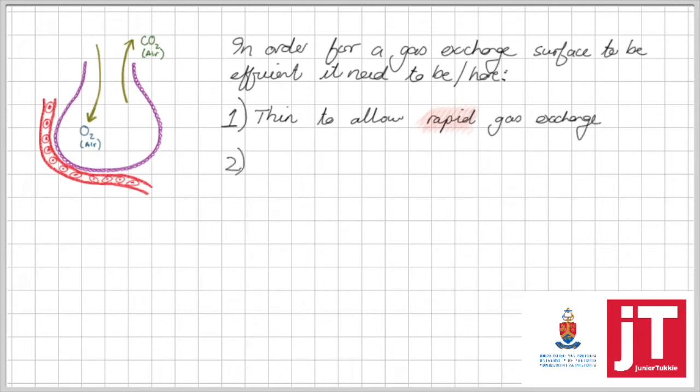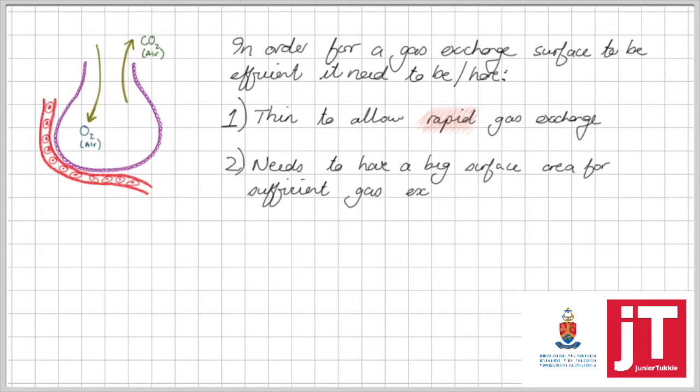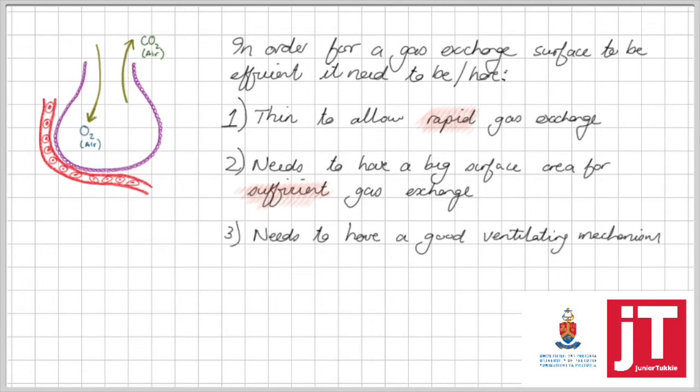Next, we look at a large surface area. This is for sufficient gas exchange, which has to do with the volume of the gas that actually crosses those membranes. So we link large surface area to sufficient gas exchange. Another adaptation that allows a gas exchange surface to be efficient is a good ventilating mechanism, and this is how we breathe in and breathe out.